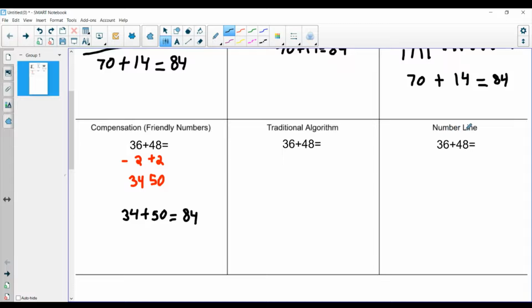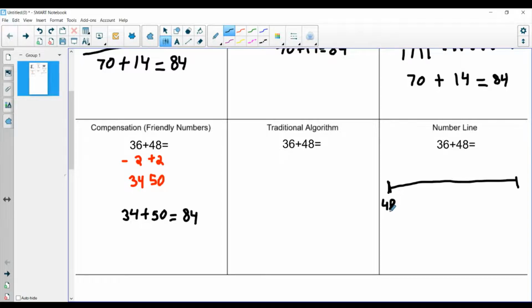Number line is another strategy that you can use for addition. What you're going to do is create a number line. Then you are going to start with the largest number in your equation. 48 is larger than 36, so I'm going to start with 48.